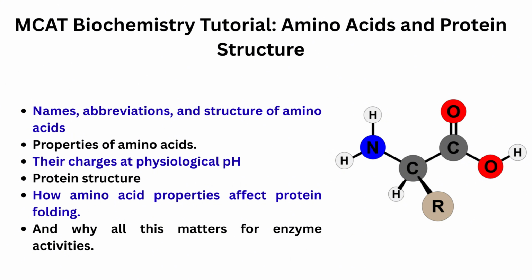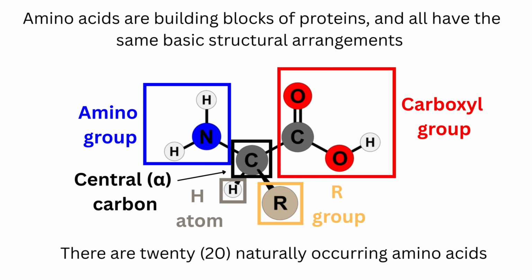Let's dive in. Amino acids are the building blocks of proteins. Every amino acid has a central carbon or alpha carbon atom, an amino group, a carboxyl group, a hydrogen atom, and a unique R group or side chain. That R group is what makes each amino acid different. The MCAT loves to test how side chain properties, polar, nonpolar, acidic, or basic, affect protein behavior.